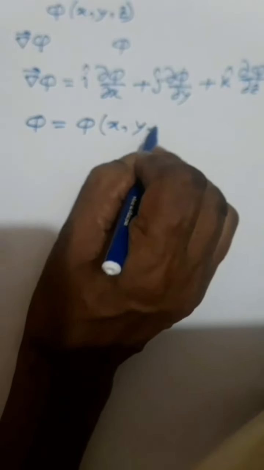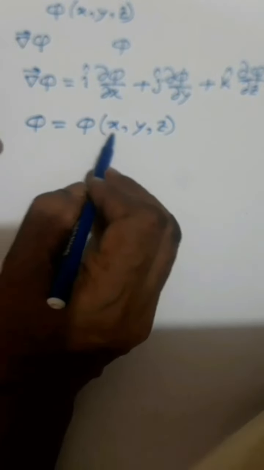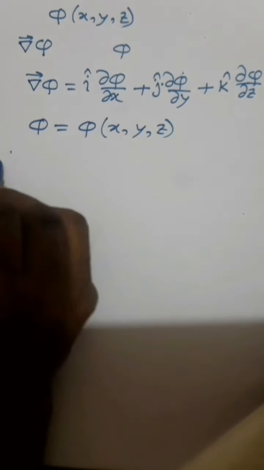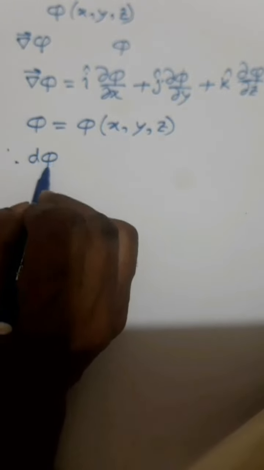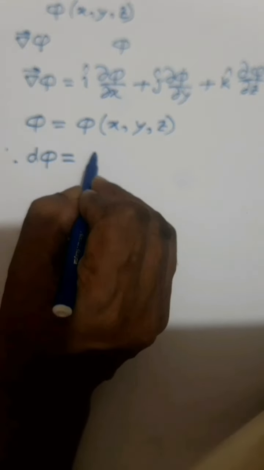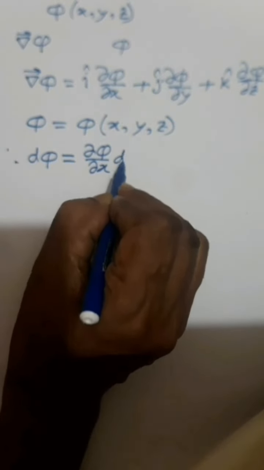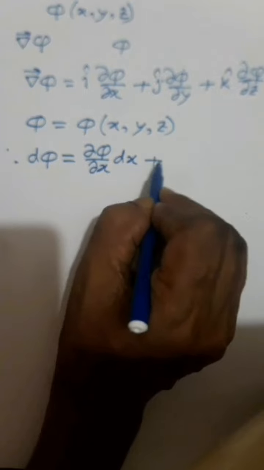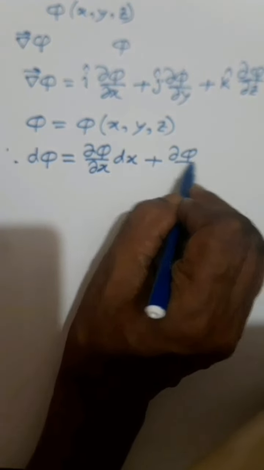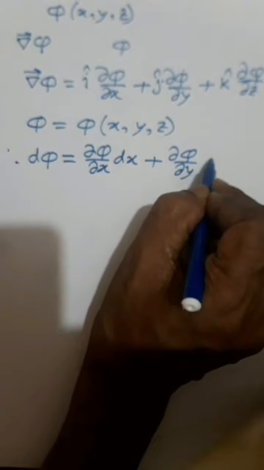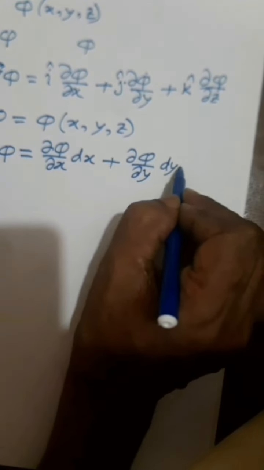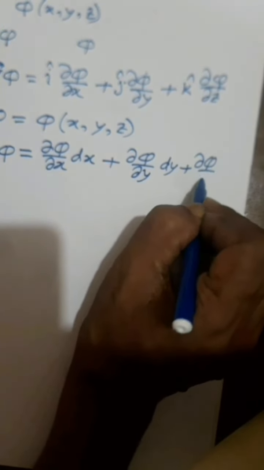Phi is a function of x, y, z. Therefore, d phi equal to del phi by del x dx plus del phi by del y dy plus del phi by del z dz.